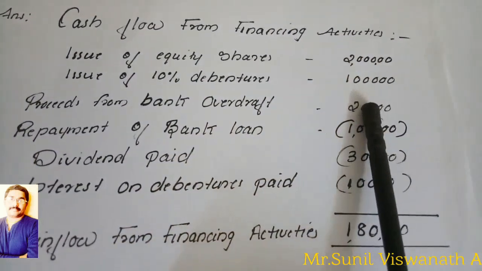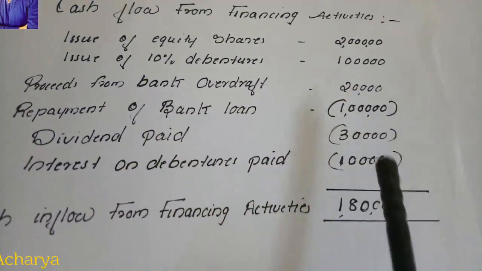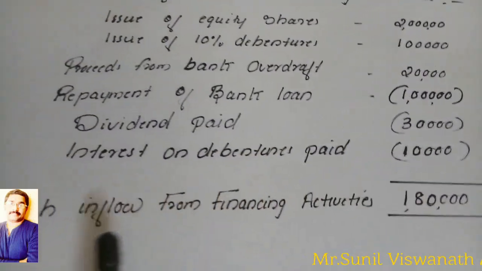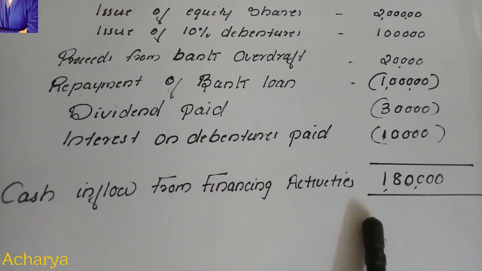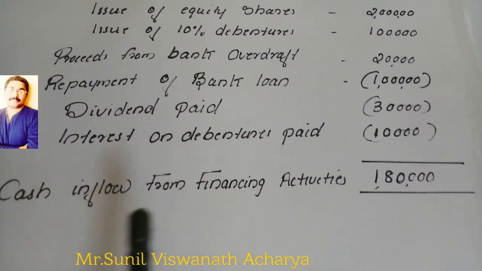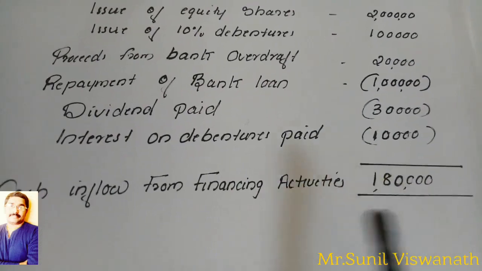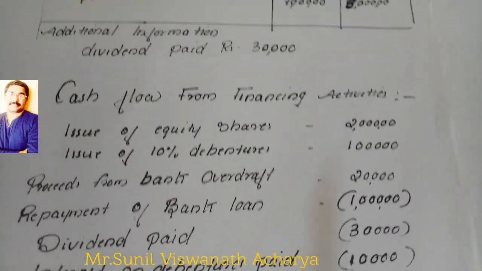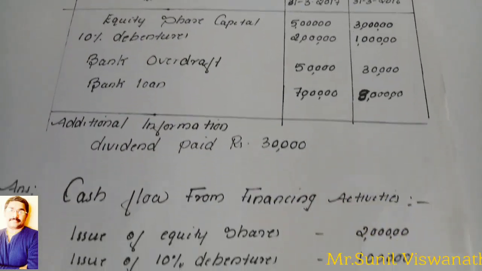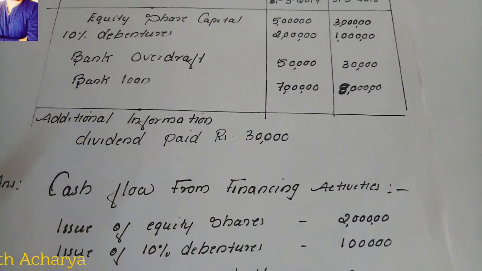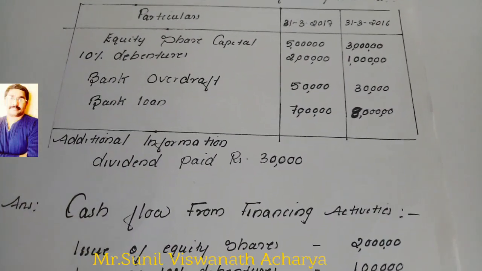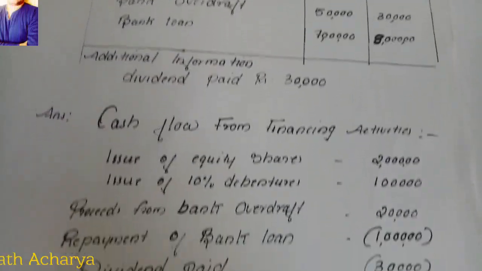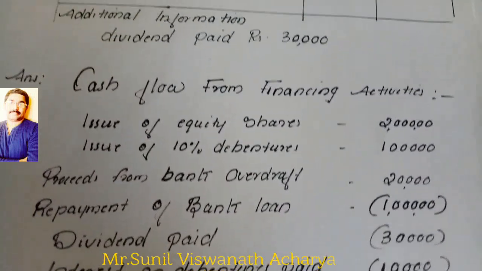Now add all the positive amounts and subtract the negative ones. Then we will get 1,80,000 positive. If the final answer comes positive, we will write cash inflow from financing activity. If it is negative, we will write cash used in financing activity. Here it came positive, so we will write cash inflow from financing activities. Keep this in mind. Practice this kind of question. If operating activity, investing activity and financing activity are practiced, then together we can make a cash flow statement. Practice this first individually, then only can we do the complete cash flow statement.